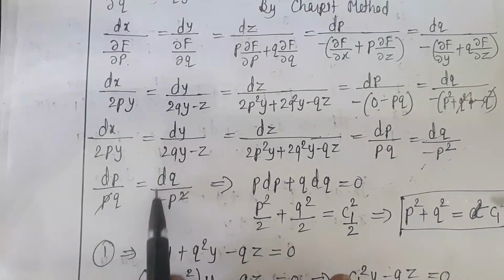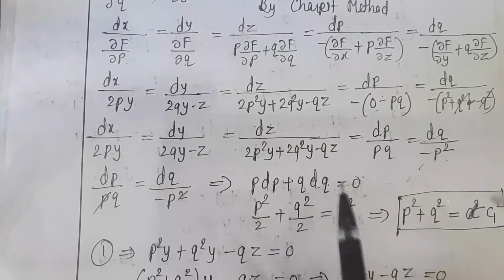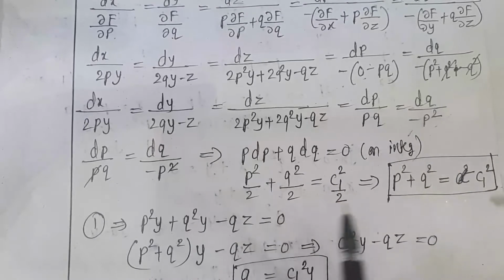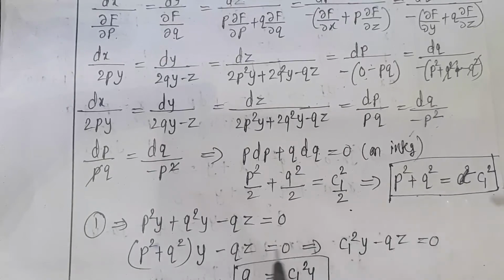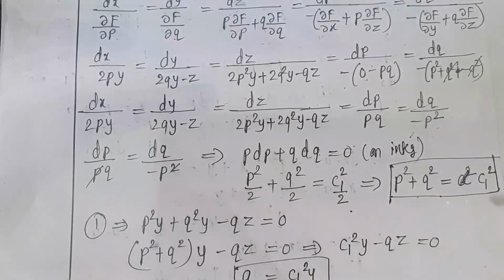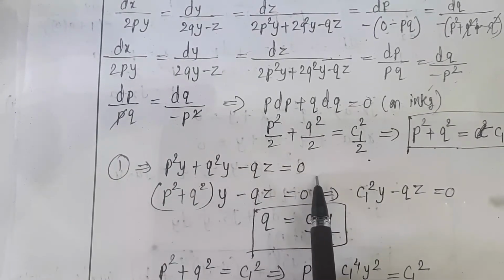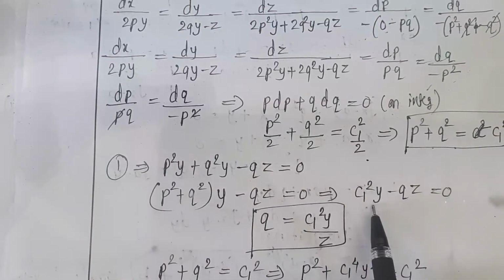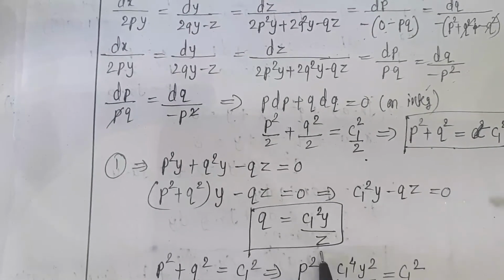This is p dp equals minus of q dq on the right-hand side; minus of q dq taken to the left-hand side becomes plus. Now integrating on both sides, we get p²/2 + q²/2 = c1²/2. So p² + q² = c1². Now substituting this value in the given equation number 1: p²y + q²y − qz = 0. So (p² + q²)y − qz = 0, so c1² y − qz = 0.